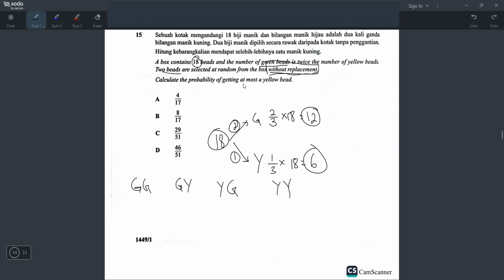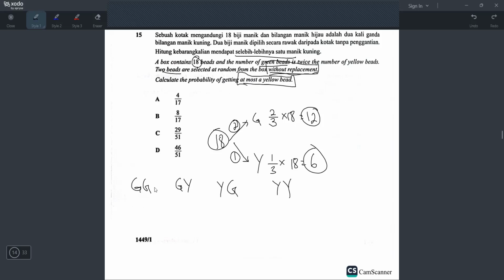So calculate probability of getting at most one yellow. Okay, what does it mean by at most one yellow? It means you must take one yellow or less than one yellow. That's what it means by at most one yellow. At most one yellow means a maximum of one yellow only. So one yellow or less than one yellow.